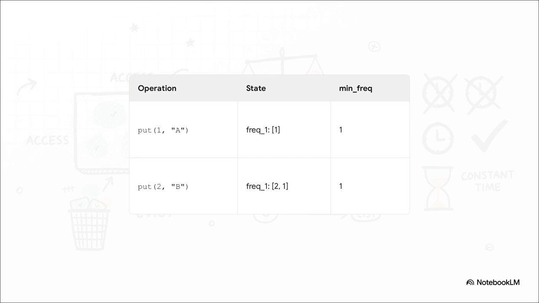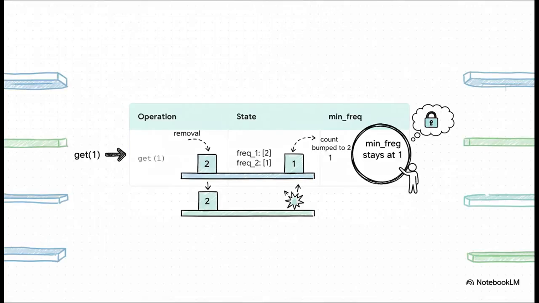Now we put item B with key 2. It's also new, so it joins the frequency 1 list. See how it's at the front? That's because it's the most recent. Our min frequency is still 1 because that's still our lowest occupied shelf. Now watch this. We do a get 1.